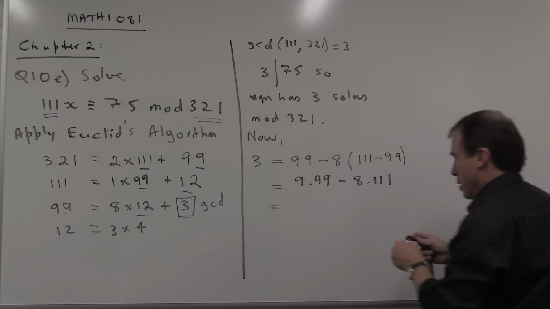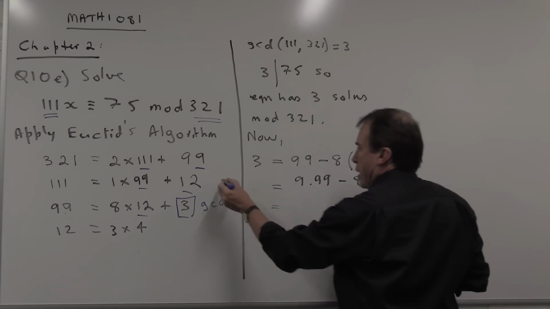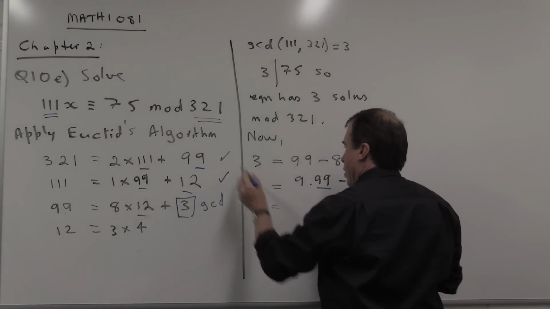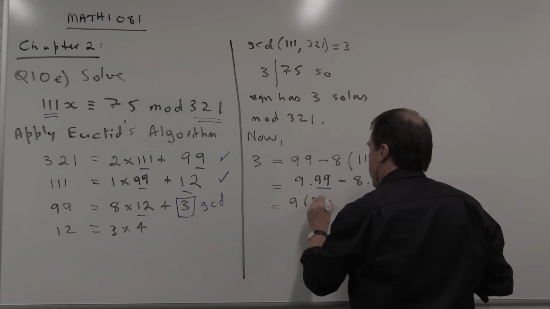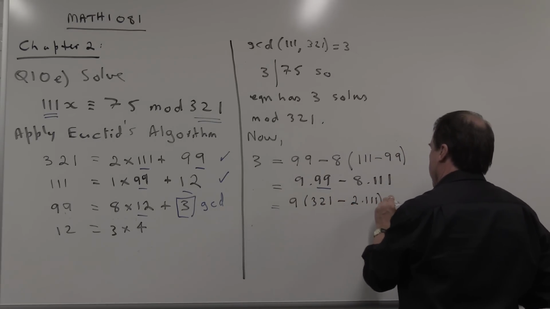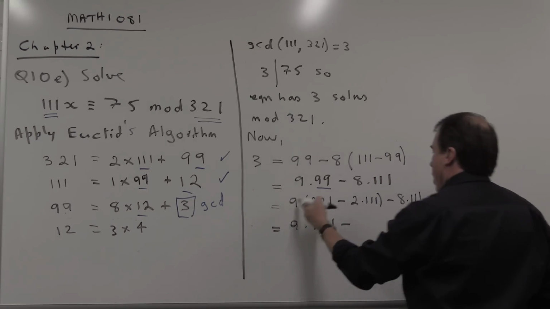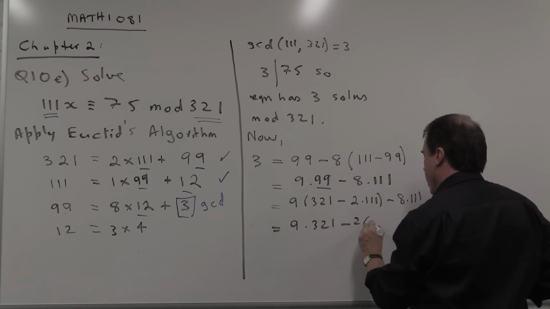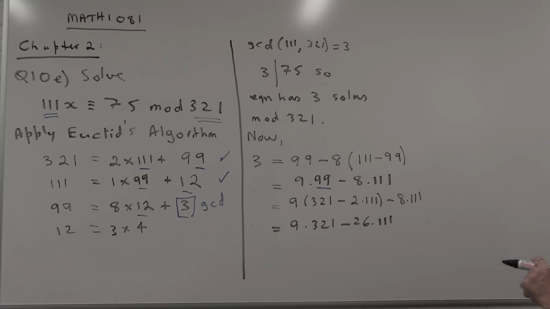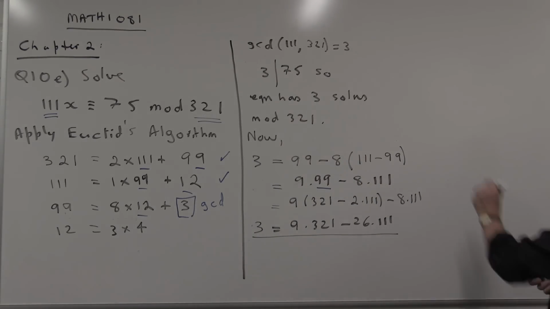I can now replace the 99, so I've used that equation. I now replace the 99 using this equation, and I write this as 9 times 321 minus 2 lots of 111 minus 8 lots of 111, which is 9 lots of 321. I've got 9 2s are 18 lots of 111, minus 8 is minus 26 lots of 111. So 18 plus 8. So there's the Bezout identity.